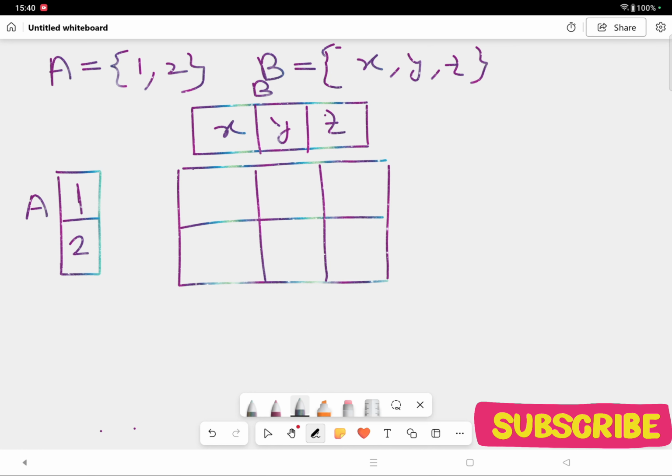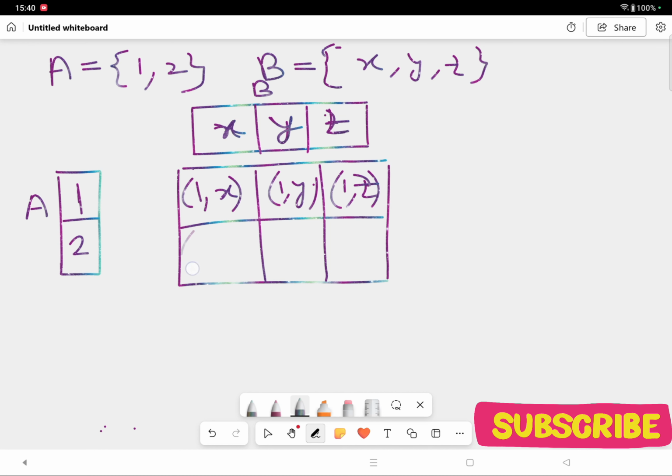With 1, x can be combined, with 1, y can be combined, with 1, z can be combined. So when you combine 1 with x, it has to be written in this place. When you combine 1 with y, it's written as 1, y. When you combine 1 and z, it is written as 1, z.